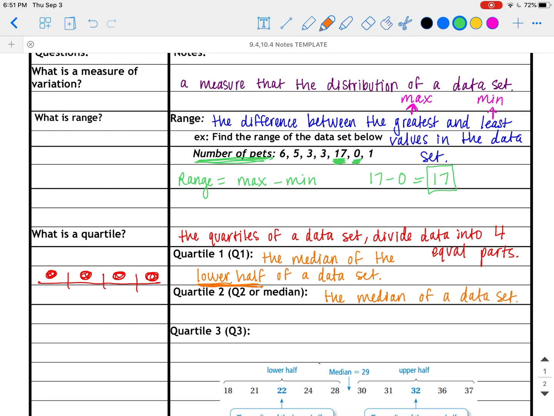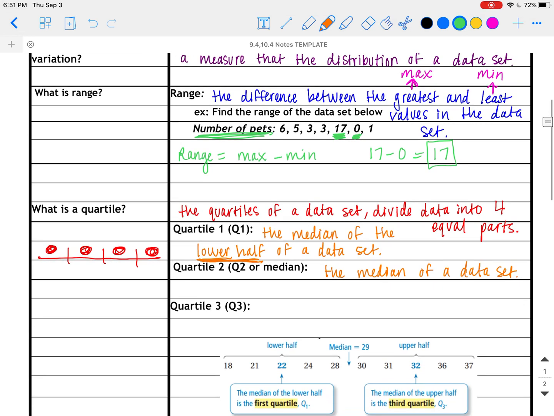And then our very last one, you might guess, quartile 3, is the median of the upper half of the data set. And you might be thinking, okay, well, how do I know where the upper half and the lower half are? Don't worry, we're going to talk about that in just a second, and we're also going to do examples so you can start to understand how you are going to do this in your own practice.